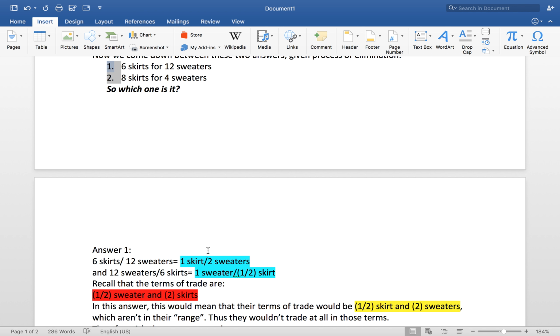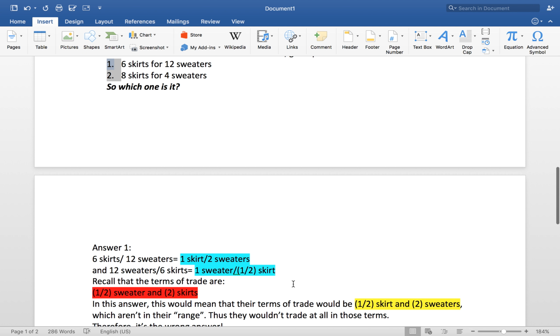All right. So let's figure out if they traded under 6 skirts and 12 sweaters. Is this under their terms of trade? Well, let's find out. If it's under this, that means that for one skirt made, 2 sweaters are given off. And same thing, one sweater, half a skirt given off. That means that in this answer, the terms of trade would be 2 sweaters and half a skirt. Recall that the terms of trade for Greece and Germany is half a sweater and 2 skirts. Here, it's 2 sweaters and half a skirt, so it's just switched.